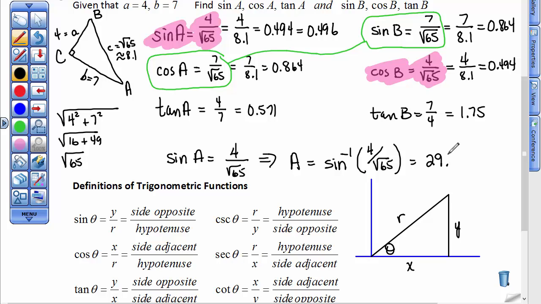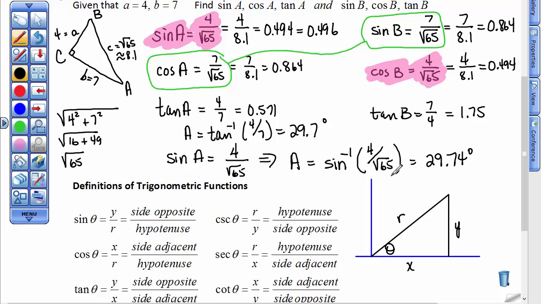It doesn't matter if you used sine to get this 29 degrees, or if you use tangent. You could use tangent here and go inverse tangent of 4 divided by 7, and that will give you 29.7-ish degrees. I'm showing you how to do this.